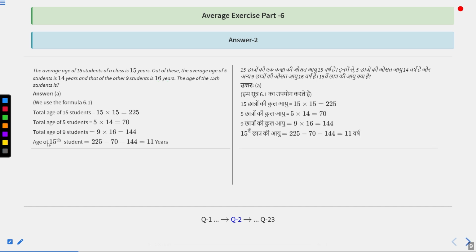So if we need to find the age of the 50th student, what we can do? 225 minus 70 minus 144. So the age of the 50th student will be 11 years. So A is the correct answer.